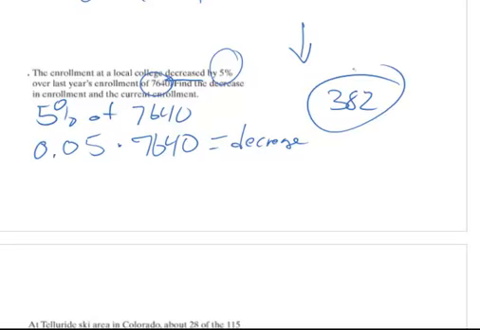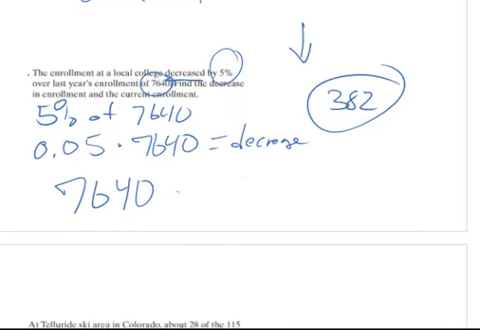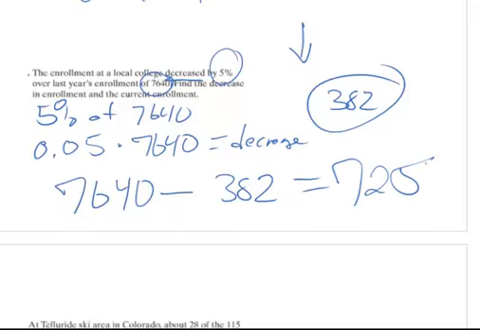Now, the next question is, what's the current enrollment? Well, if we used to have 7,640, and we lost 382, now we have 7,258 students.